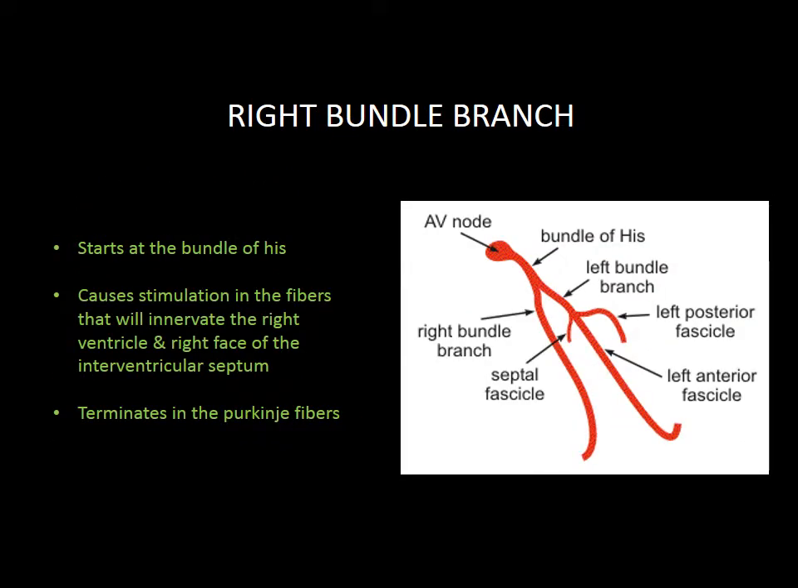The right bundle branch starts at the bundle of His. It causes stimulation in the fibers that will innervate the right ventricle and right face of the interventricular septum, and it terminates in the Purkinje fibers. Let's go to the next slide.